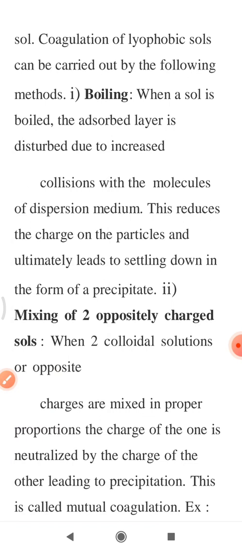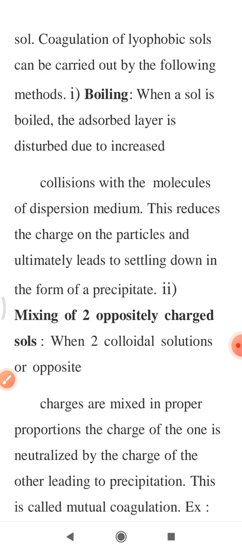One is boiling. When the sol is boiled, the adsorbed layer is disturbed due to the increased collision with the molecules of the dispersion medium. This reduces the charge. Ultimately they settle down as the precipitate. So when you boil, the adsorbed layer will be disturbed, and the collision of colloidal particles increases. If collisions increase, it reduces the charge on the particle, which ultimately leads to settling down to form a precipitate.